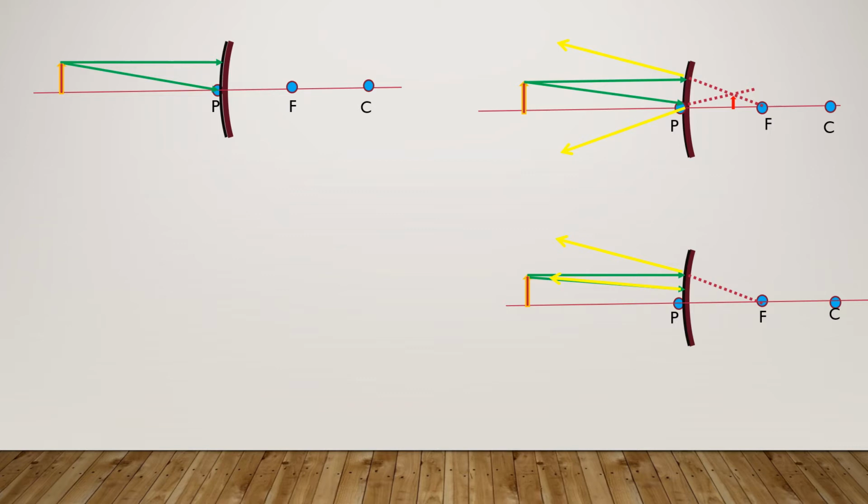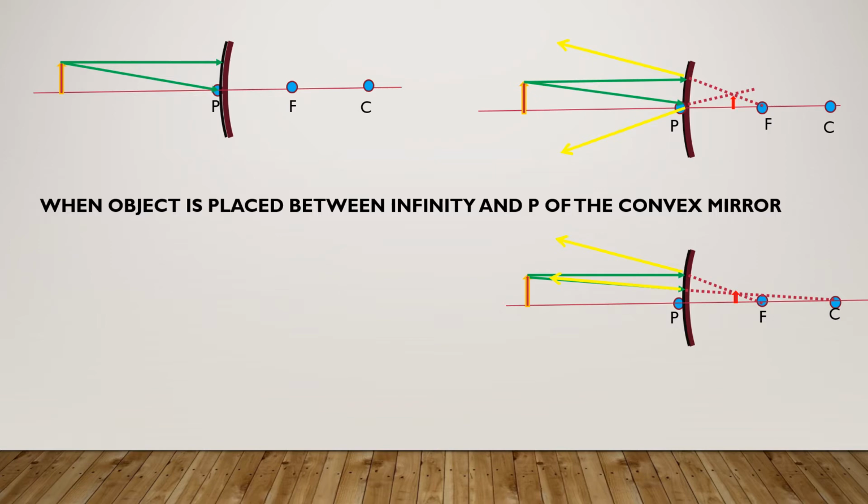Now let us check how it will get reflected. From the center of curvature, it will get reflected in the same way. So let us retrace the reflected ray. You can see that the reflected ray meets at this point. So here the image will be formed. Let us check. Yes, here. Now in both the cases, you can see the images formed between P and F.